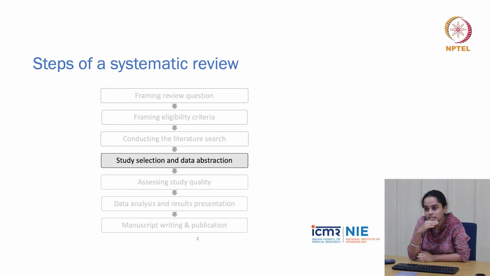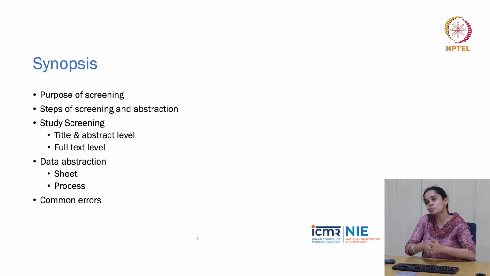So these are the steps that have been covered so far. You framed your review question, you framed your eligibility criteria, you've conducted the literature search. So now you are at a stage where you have all the search results from different sources pooled in one place. So you are now entering into study selection. And once you've selected the studies, you have to proceed to abstracting the data from the selected studies.